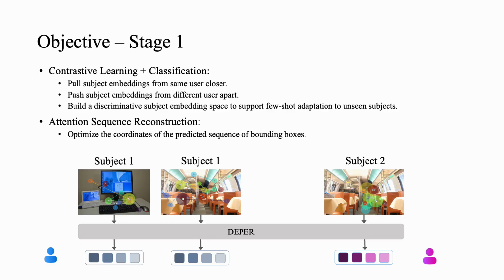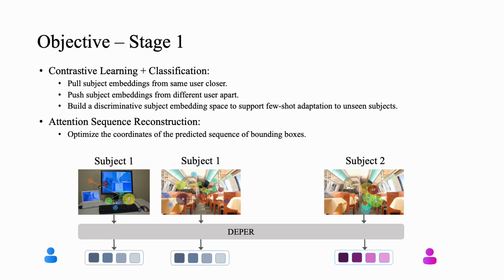We have two training stages. In stage 1, we only train Deeper with contrastive learning plus subject ID classification. For different descriptions from the same subject, we hope the subject embeddings derived from them will be put together. But for descriptions from different subjects, we hope that the contrastive learning will push them apart. This will help to build a discriminative subject embedding space to support few-shot adaptation to unseen subjects.